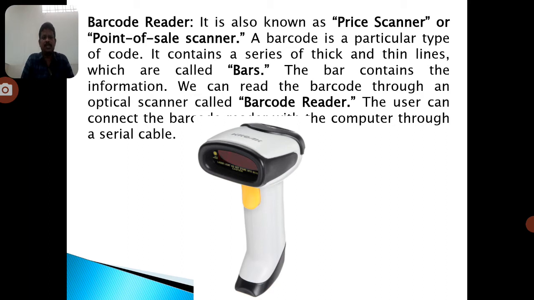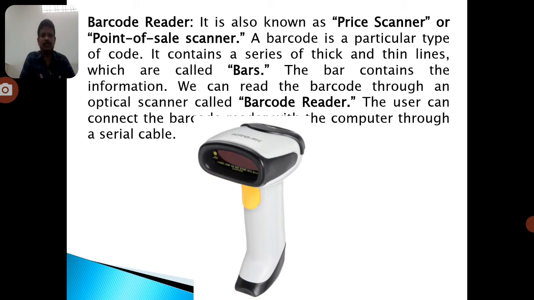A barcode is a particular type of code. It contains a series of thick and thin lines. We can observe that a barcode is nothing but a series of thick and thin lines displayed at a particular location. The scanner scans these thick and thin lines, which are called bars. The bar contains the information. Whatever backend information is located on the particular line, it will be scanned and displayed onto the screen. So the bar contains the information.